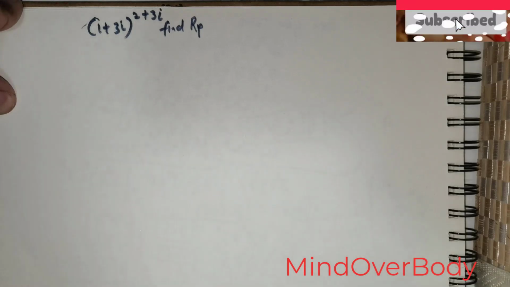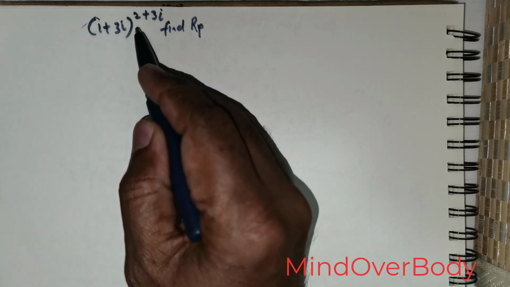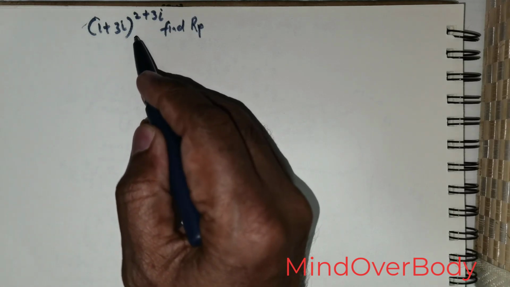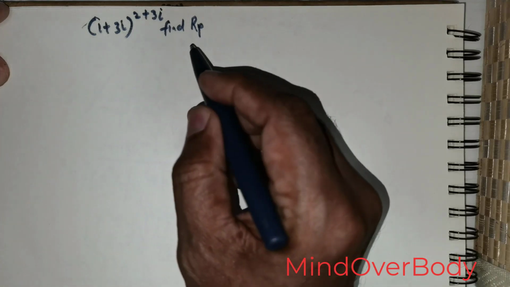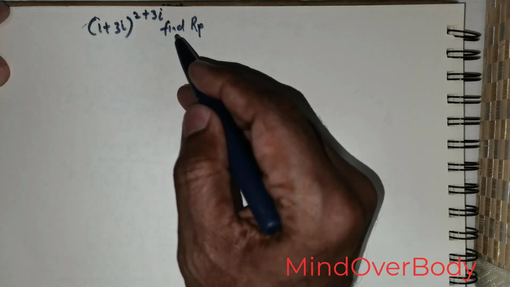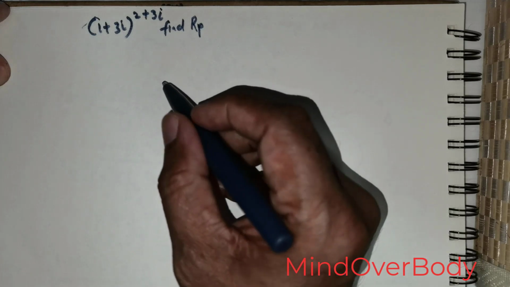Welcome students, we are given this question: (1 + 3i) raised to the power of (2 + 3i), and we are expected to find the real part. Questions such as this keep occurring in competitive examinations, so it is imperative that we know how to solve them.